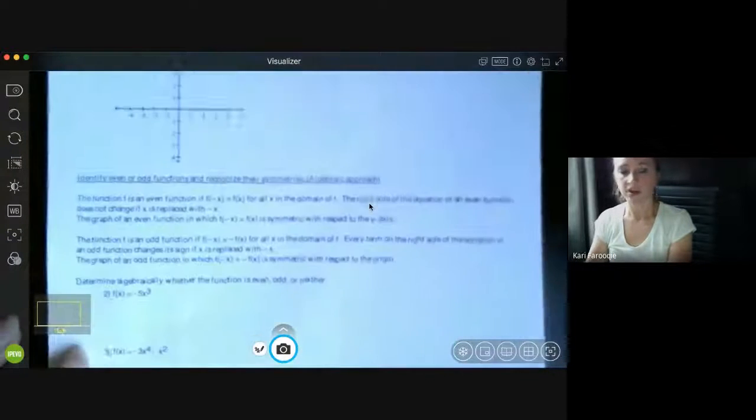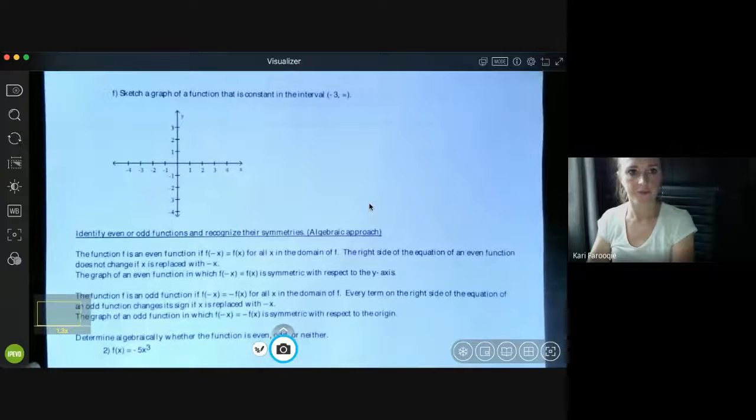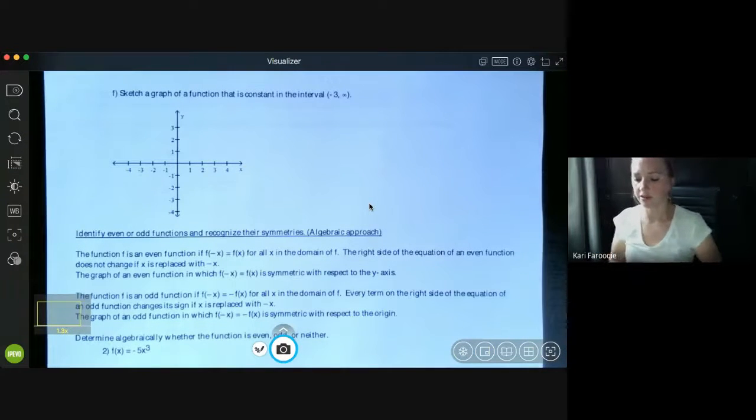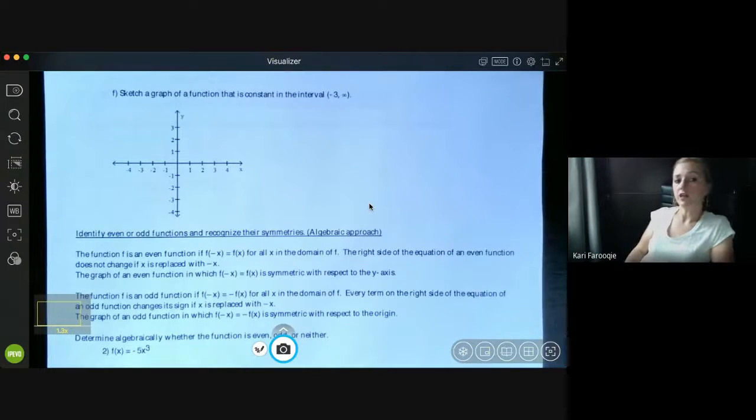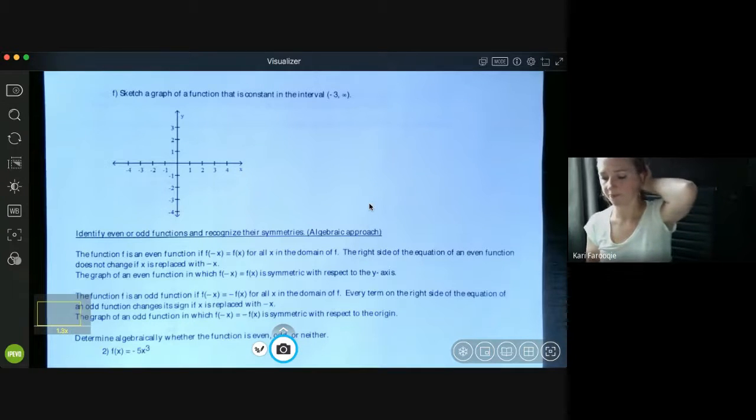All right, so we were talking about these constant functions. And I really like this example. This one says to sketch a graph of a function that's constant in the interval from -3 to infinity, not including -3. So we're going to have to see what sort of behavior we can possibly have occurring at -3. But let's go ahead and make an example here.